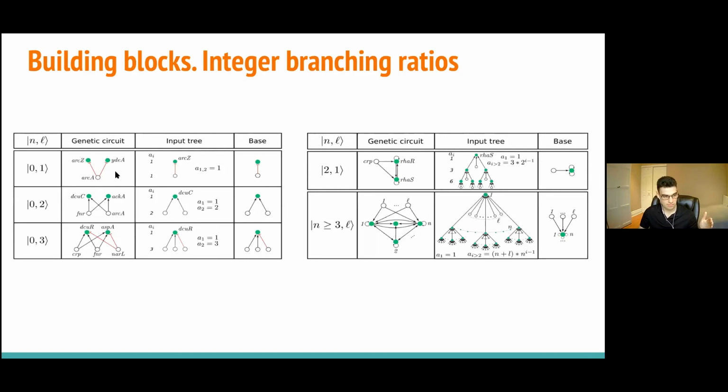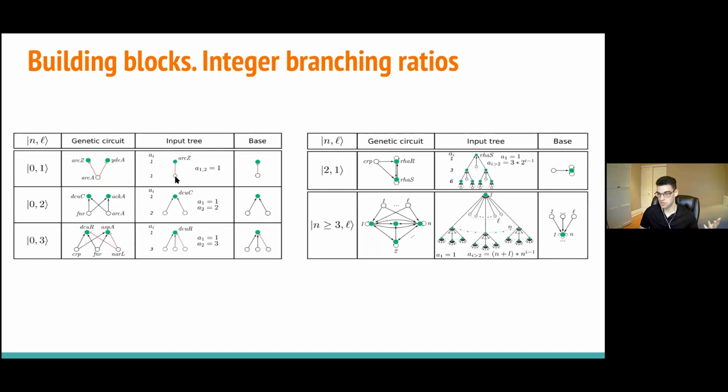So we get this topology of the building block, which is well known as one of the network motifs, and then this extension of it, and so on. And then you can look at the input tree. In this case, it's finite.